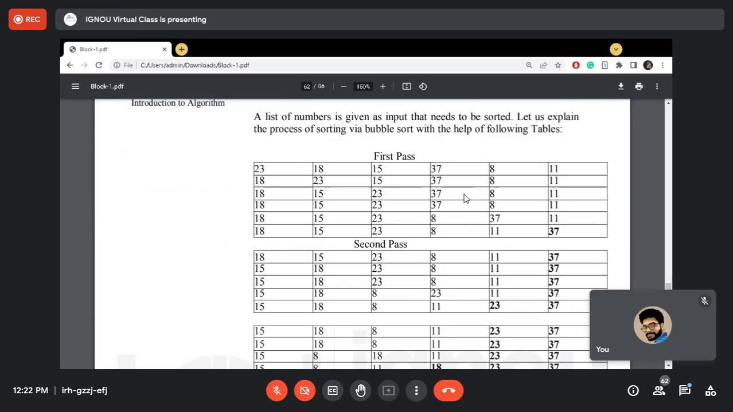So this is an example. Let's take one example. We have to sort all the data in the form of passes. So we have a first pass here with the elements 23, 18, 15, 37, 8 and 11.